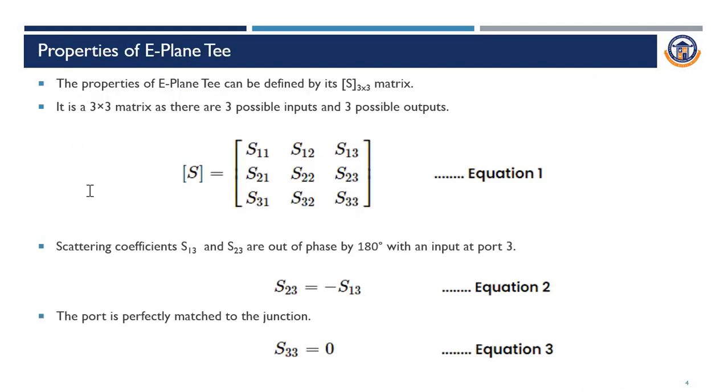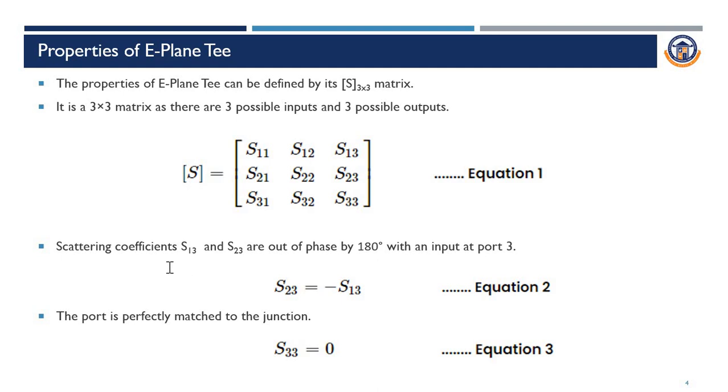The properties of the E-plane T can be defined by its S matrix. It has three ports, so it is a 3 cross 3 matrix. There are three possible inputs and three possible outputs. So S is equal to the matrix S11, S12, S13, S21, S22, S23, S31, S32, S33. Here S11 means input and output at the same port, so it will be 0. S12 is input at port 2 and output at port 1, S13 means input at port 3 and output at port 1, and similarly for the other parameters.